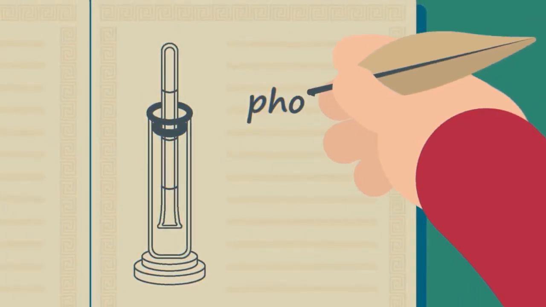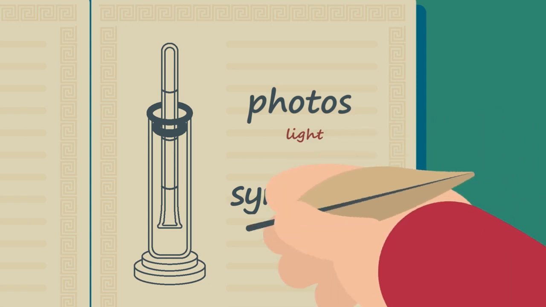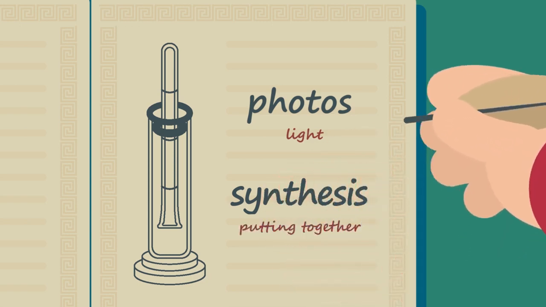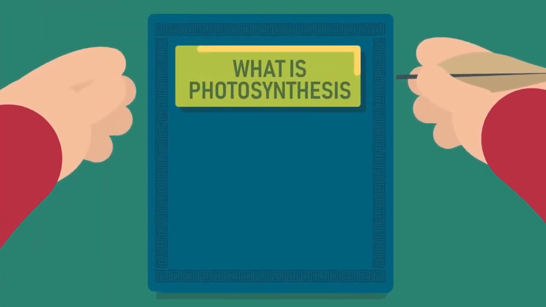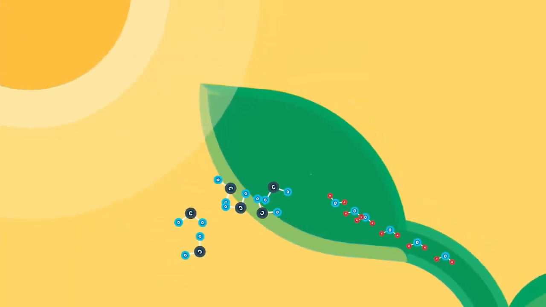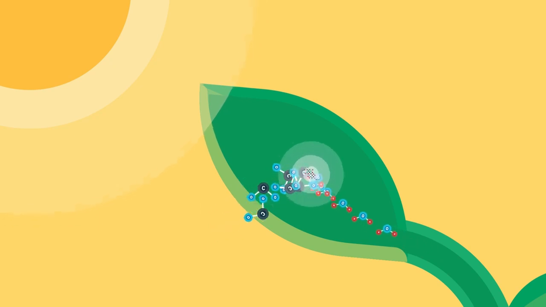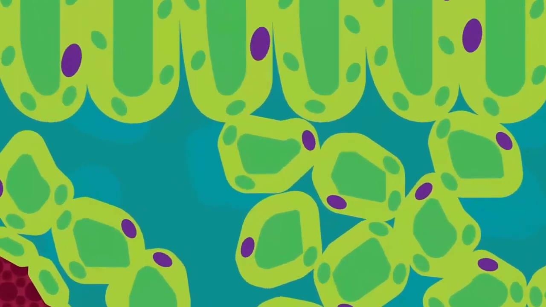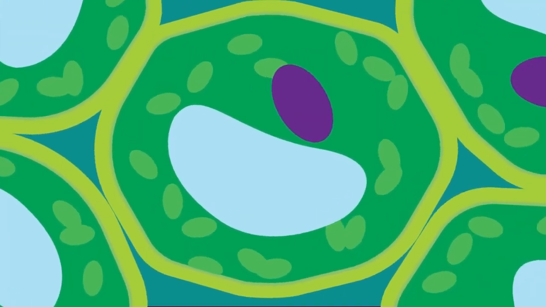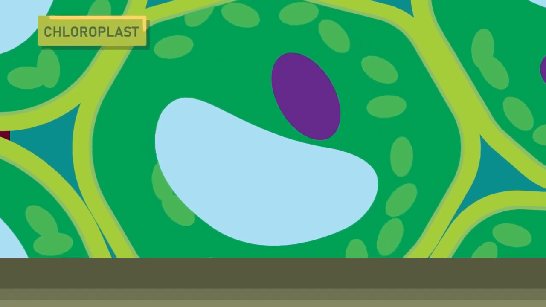You may already know that photos is the Greek word meaning light, and synthesis is another Greek word meaning putting together. However, what is photosynthesis and why is it important? This is the process of making glucose, which is the energy source for most cells. It makes this from sunlight energy, water, and carbon dioxide. Only plant cells can do this. The special organelle within the plant cells responsible for this process is called chloroplast.